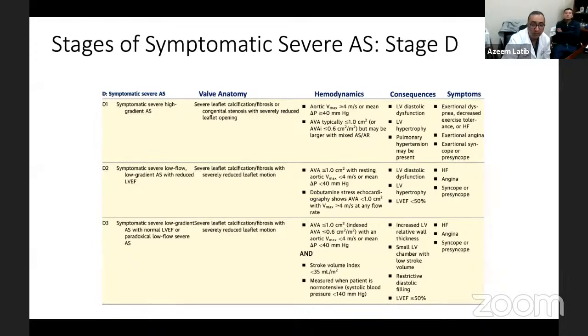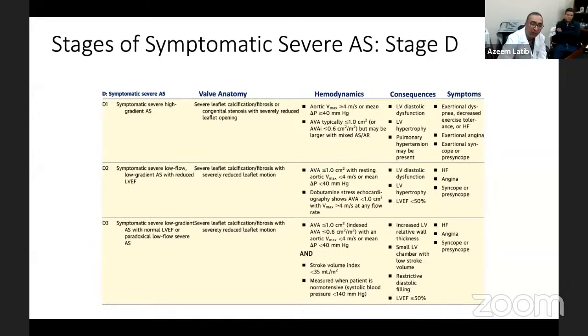But to make this diagnosis, you also need stroke volume. So you have to have a stroke volume index less than 35, which is measured when the patient is normotensive. So this is really important. We sometimes have these patients and we cath them and do invasive hemodynamics, and they're super hypertensive at the time you're doing it, and you really will try and drop their blood pressures before doing the hemodynamics.